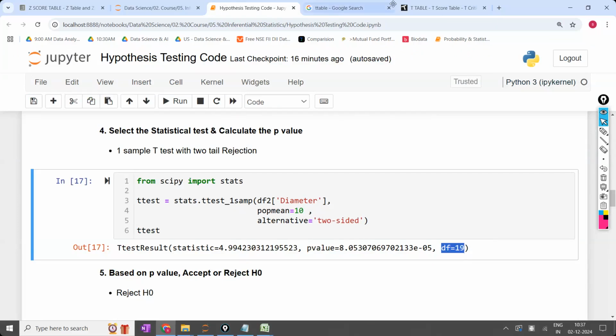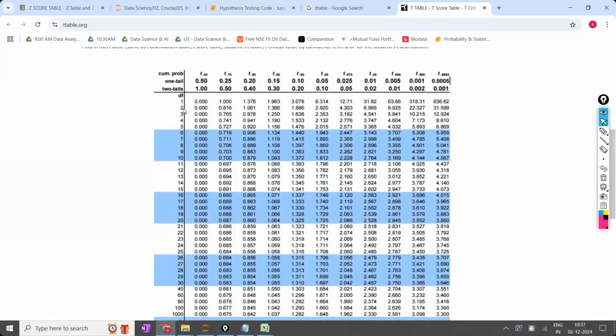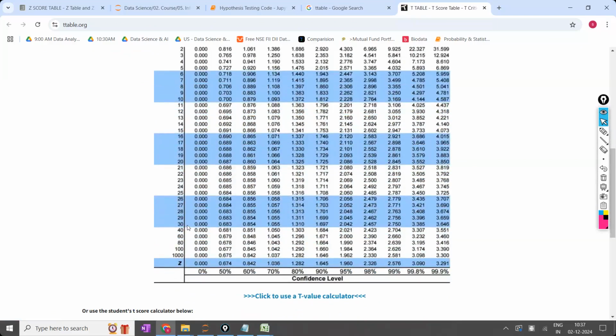In the t-table, I'm having degrees of freedom starting from 1, 2, 3, 4, 5, 6, 7, 8, up to 19 also, and if you drag down, you can get up to 30. After 30, can you see 31? No, 31 is not there, 32 is not there. 40 is there, 60 is there, 80 is there, 100 is there, 1000 is there. After 1000, directly they have written Z. So whenever the number of samples crosses 1000, your t-test and z-test are both the same. If you apply z-test, the answer is the same; if you apply t-test, the answer is the same. Not even a minute difference.